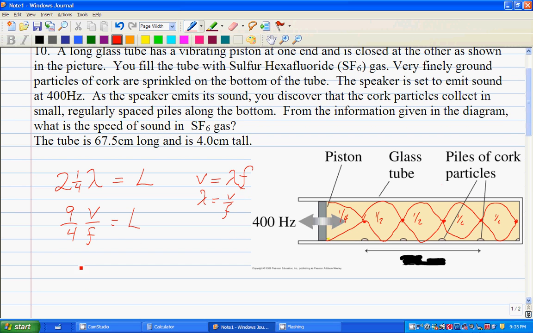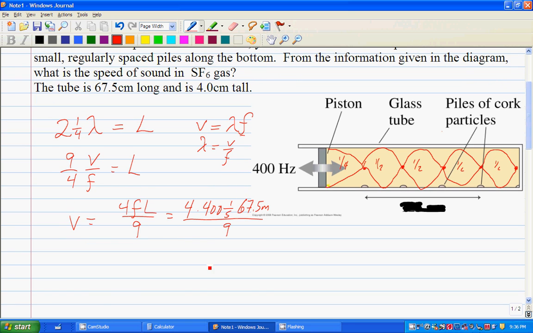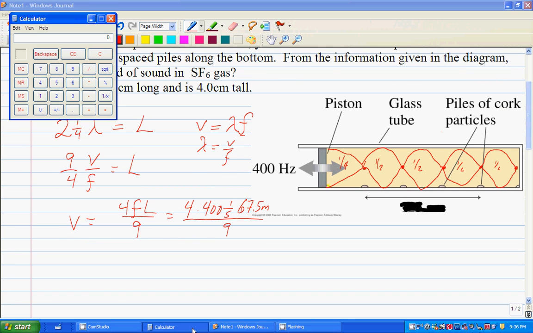Our job is to find the velocity, and that's going to end up equaling 4FL over 9, which is going to equal 4 times 400 Hertz. Let's draw Hertz as 1 over seconds, times 67.5 meters, all divided by 9. Let's punch that into a calculator real quickly.